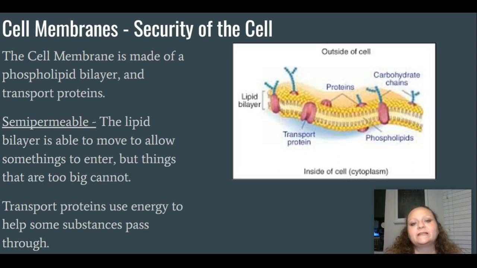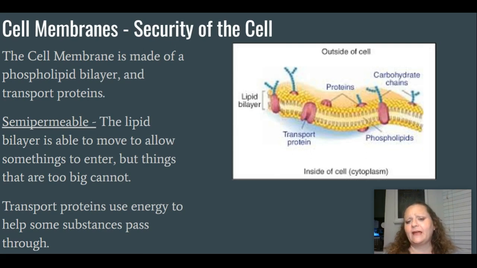The lipid portion is going to be hydrophobic, which means water fearing or water hating. The phosphate portion is going to be hydrophilic or water loving, or it's okay with water. So when you look at that, you can see the proteins sort of going through. Those are going to come into play when we start talking about the different types of transport into and out of the cell.